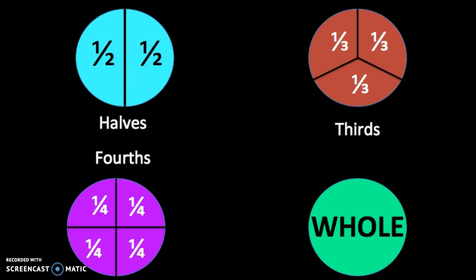After we partition, we can look at it a different way. The blue circle we split into 2 equal shares. Now, these are halves. We split it into 2 equal halves. In the red circle, we split it into 3 equal shares. These are called thirds. You can see it's 1/3, 1/3, and 1/3. In the purple circle, you can see that we split it into 4 equal shares. These are called fourths.